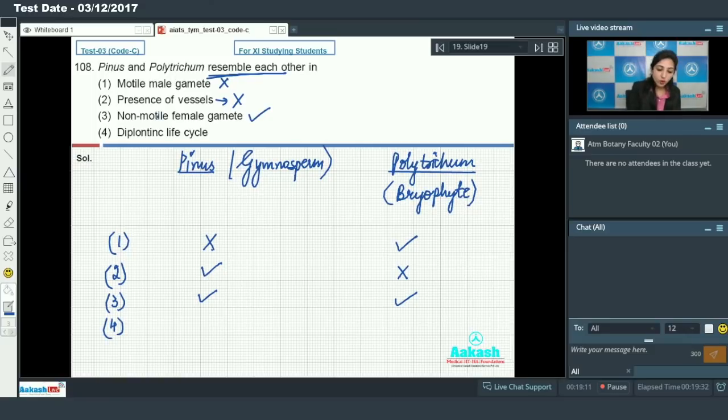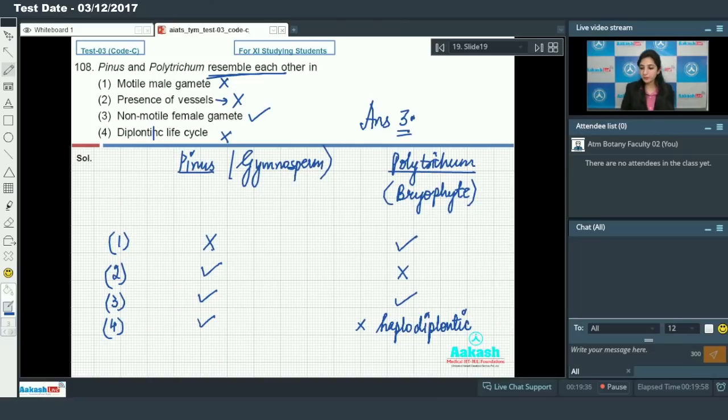And talking about the fourth feature, diplontic life cycle. Diplontic life cycle is present in Pinus, but in the case of Polytrichum, a haplodiplontic life cycle is present. So this is incorrect. So the answer to this question is option number 3.